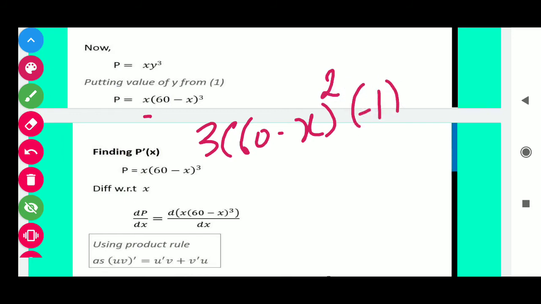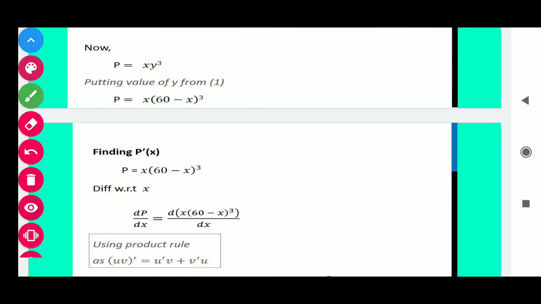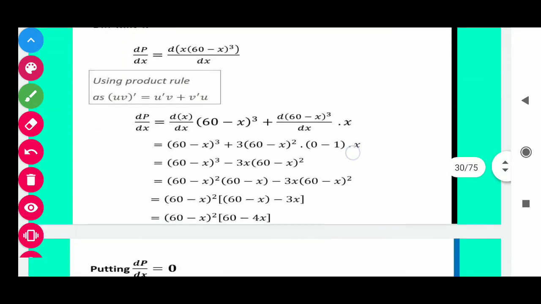Similarly students, we put (60 minus x) cube as it is and derivative of x is 1. Now you can see here the product rule, and you can see here (60 minus x) cube minus 3x (60 minus x) whole squared. And students, I am sharing the working rule as well. You need to find here the factor.